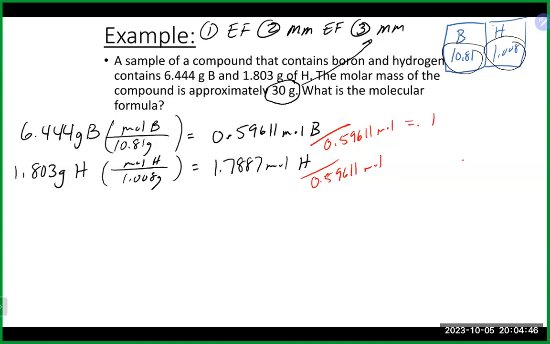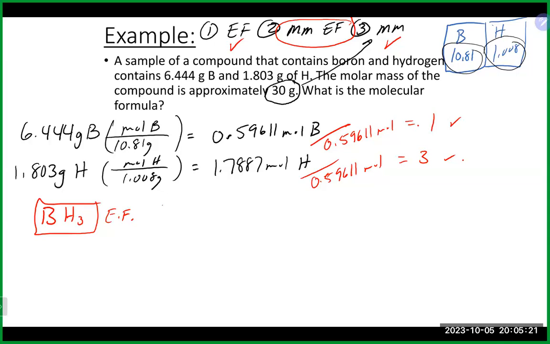And that's going to give us a 1 there, bless you, and a 3 here. Once again, we hit whole numbers, so that means our empirical formula is BH3. Any questions up to that point? So we now have our empirical formula and the molar mass of the compound. The last missing piece that we need is the molar mass of the empirical formula, which we can now calculate.